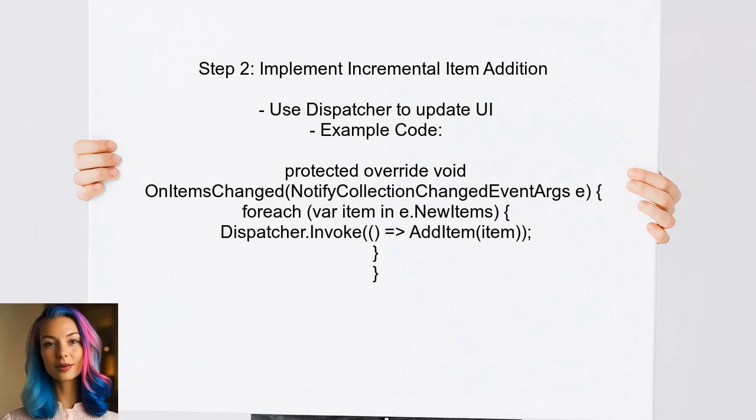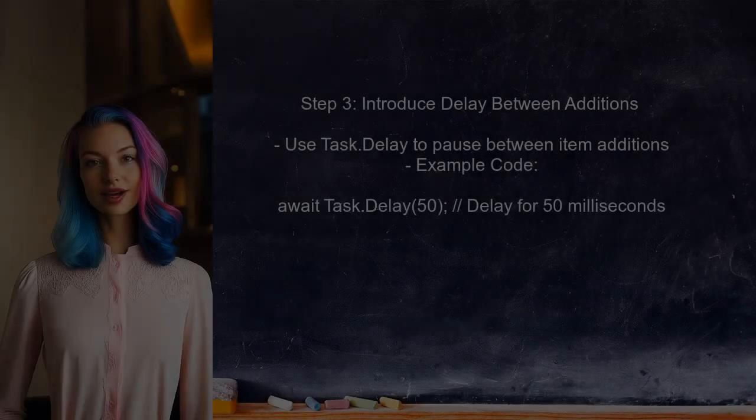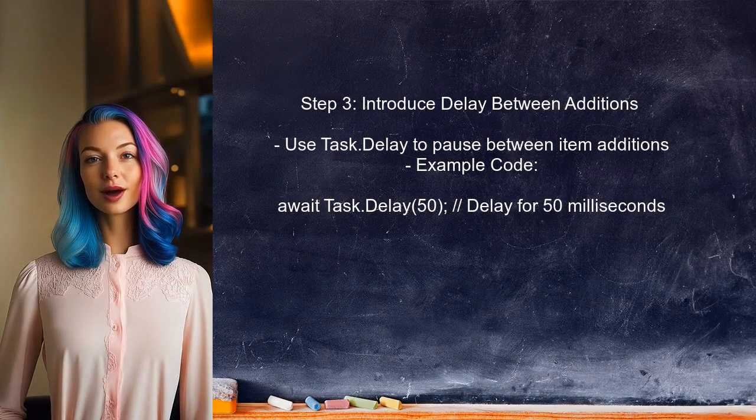Next, the user should implement a method to add items to the control in a way that allows the UI to remain responsive. This can be done by using a dispatcher to update the UI thread after each item is added. Additionally, the user can introduce a delay between adding items to give the UI time to process other events. This can help prevent the application from freezing.